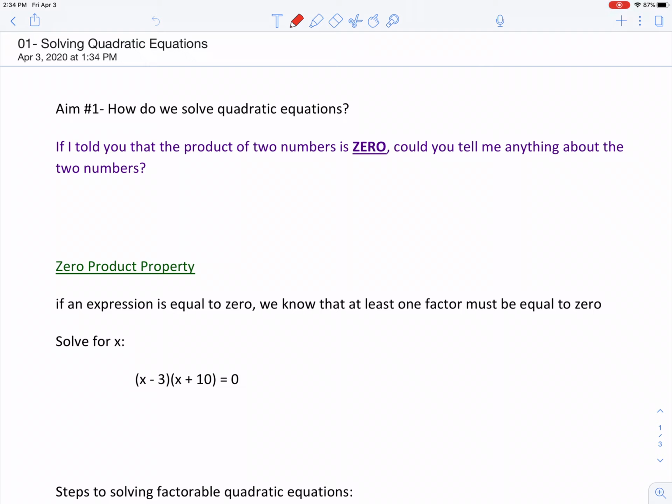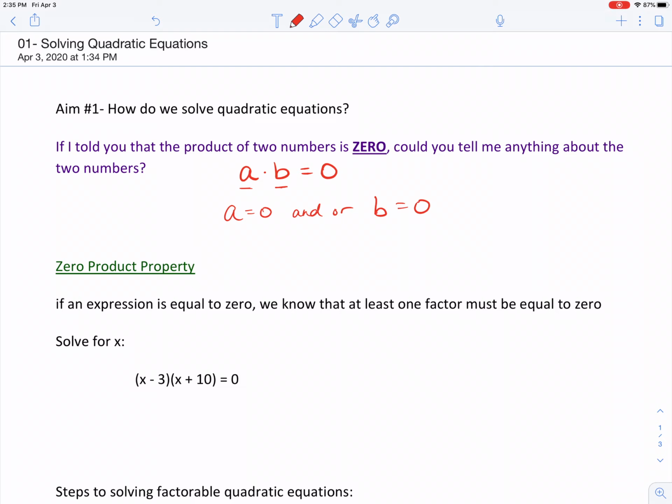Okay. If I told you the product of two numbers is zero, could you tell me anything about the two numbers? So, for instance, if A times B is equal to zero, what do you know about A or B? Or both? Okay, very good. Either A equals zero and/or B equals zero. In order for the product of two numbers to multiply to zero, one of those numbers has to be zero, and that's what we use to solve all quadratic equations.